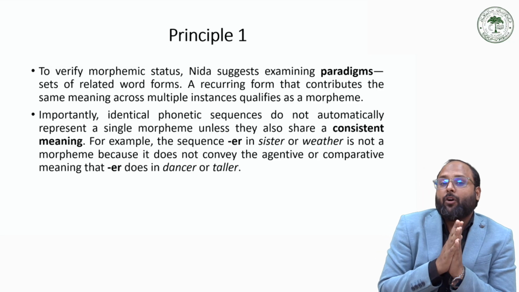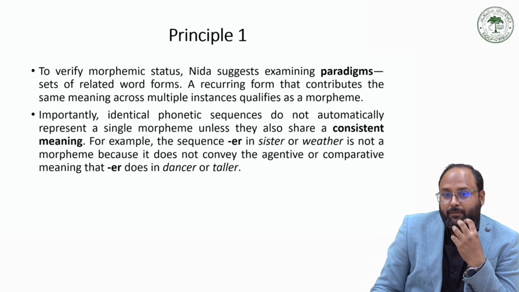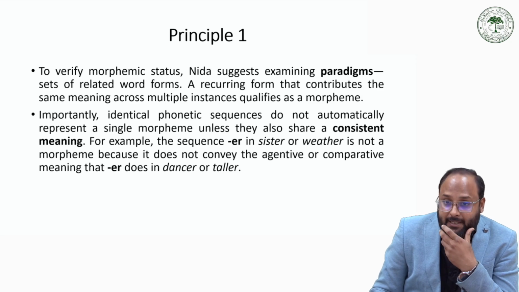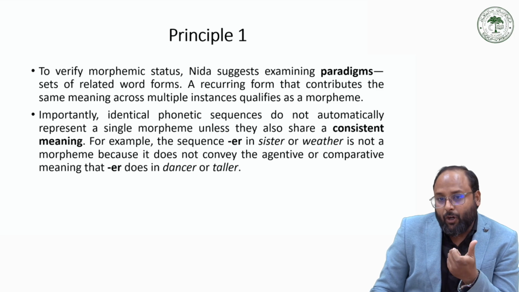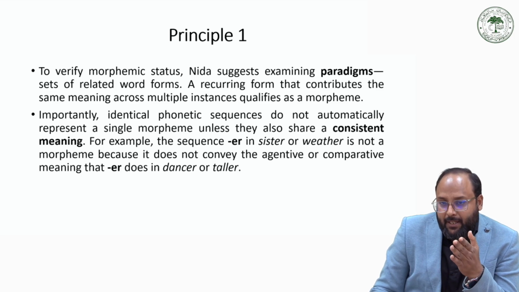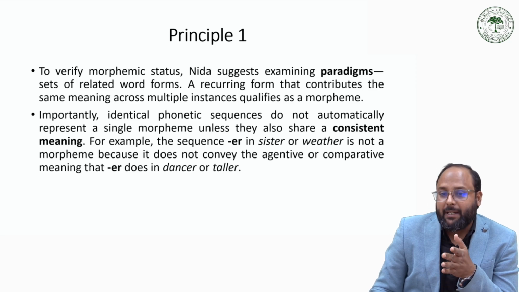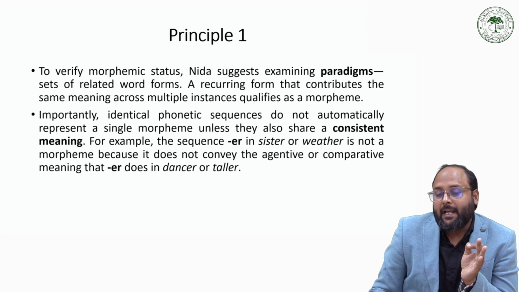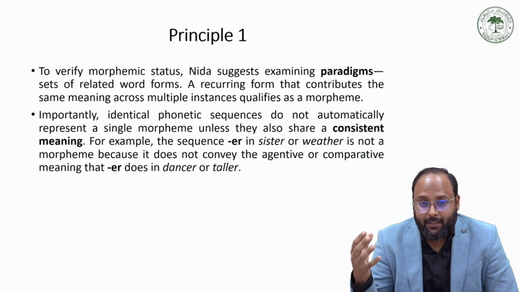So to verify the morphemic status, Nida suggests examining the paradigm sets of related word forms. So the recurring form that contributes the same meaning across multiple instances qualifies as a single morpheme. That means if the same form occurs in different words and does not change its phonemic form, and it gives the same meaning in all these words, it can be considered one morpheme. But we have many other examples.